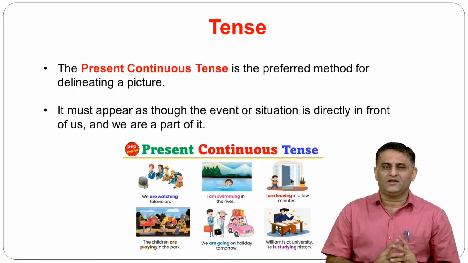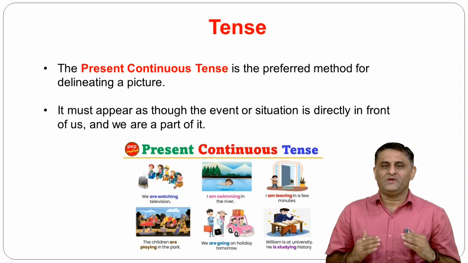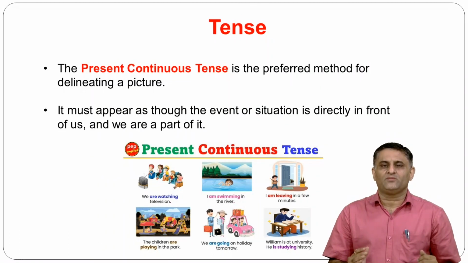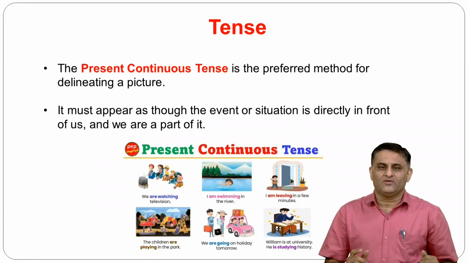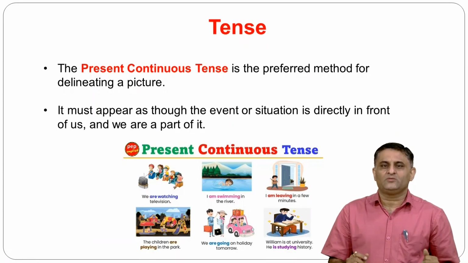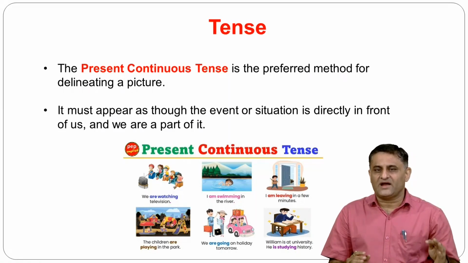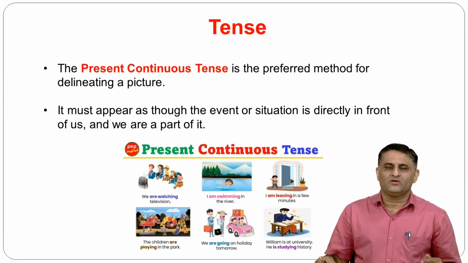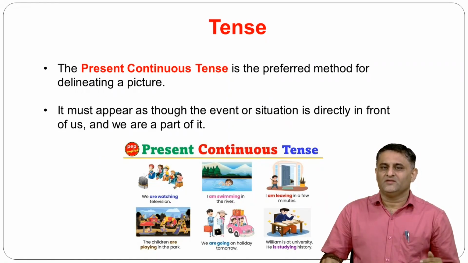For example, right now a session is happening, a session is going on. Right now I am speaking and you all are watching and listening to me. So that is one kind of present continuous tense. Please make sure here we will use present continuous tense to describe all the actions and activities. When describing a picture, always make sure the present continuous tense is used. The reason is that it makes you feel like the event is happening right in front of you.